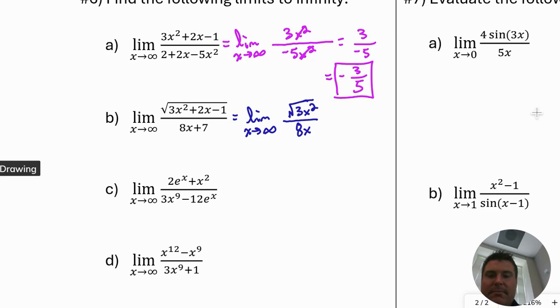Because the square root's part of that term. Now, what is the square root of x squared? That is equal to the absolute value of x. And since we're going out to infinity, this is going to equal x.